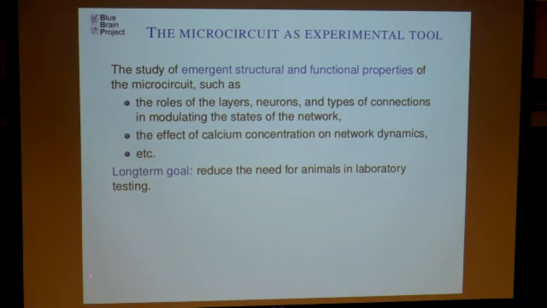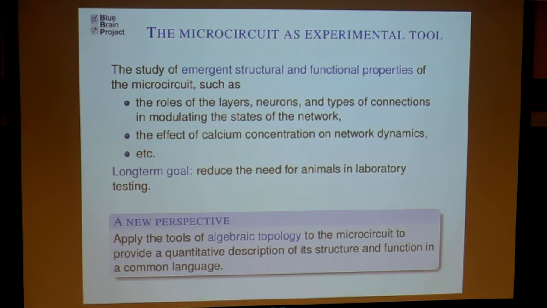One long-term goal is to be able to use this sort of simulation to reduce the need for laboratory testing with animals, to be able to do drug discovery and drug testing in silico like this, or to try to understand different brain diseases with these kinds of in silico models. But we're not quite there yet. What we wanted to do was to use the tools of algebraic topology to come up with some sort of nice dimension reduction, some mathematical representation that enables us to describe both the structure and the function quantitatively in a common language, and maybe understand something about how structure influences function.